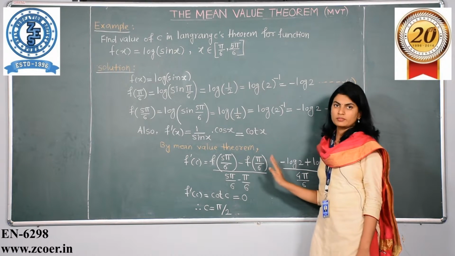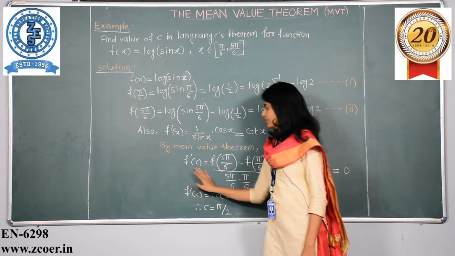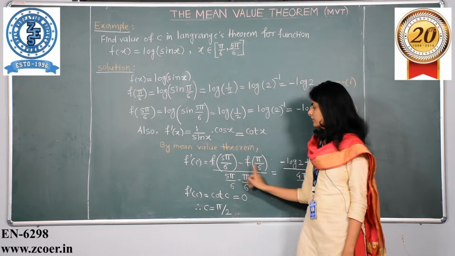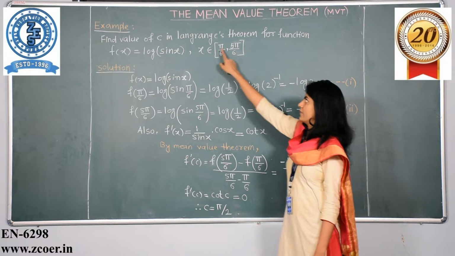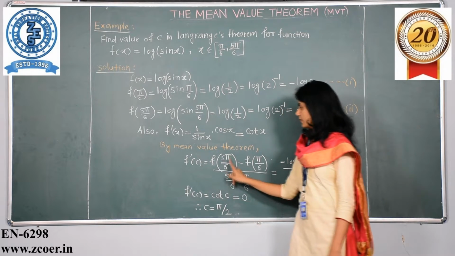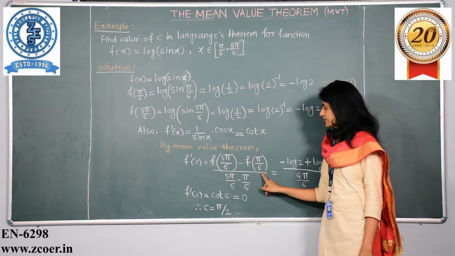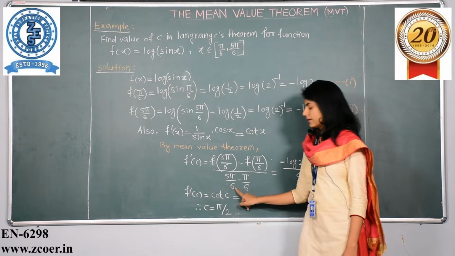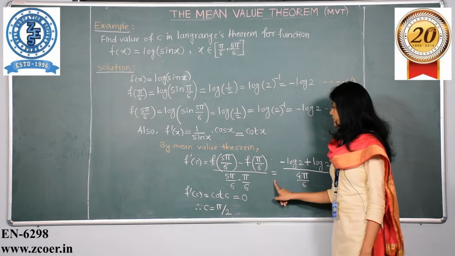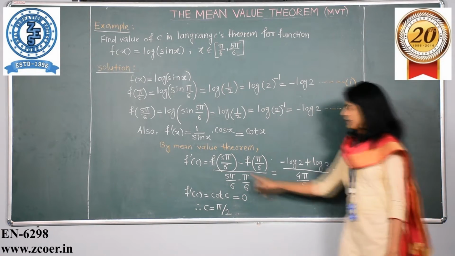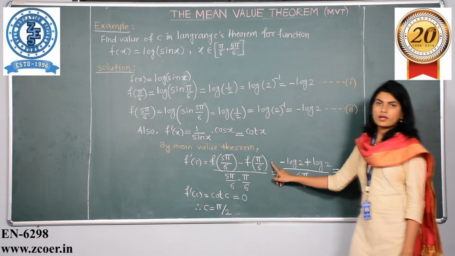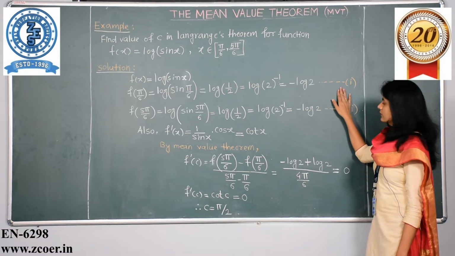So by the same theorem, let us put the values here: f'(c) is equal to f of b minus f of a, where the value of b is 5 pi by 6 and the value of a is pi by 6. So we are putting f(5 pi by 6) minus f(pi by 6) divided by 5 pi by 6 minus pi by 6. This is b minus a. Now we have calculated the values of the function at 5 pi by 6 and pi by 6 earlier, in equations 1 and 2.